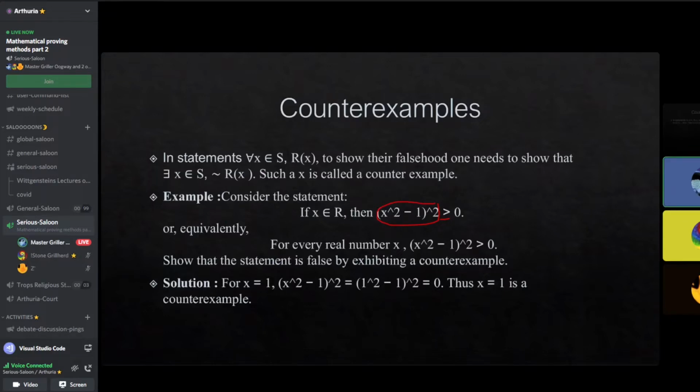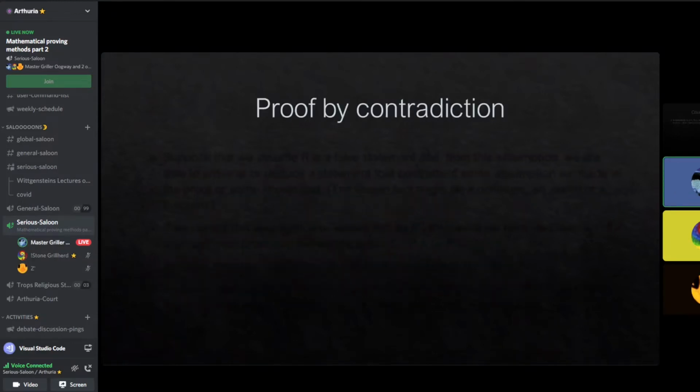Does anyone maybe have questions? This is very straightforward. It's not much complicated. Okay, I suppose not. Then we will be going to proof by contradiction.